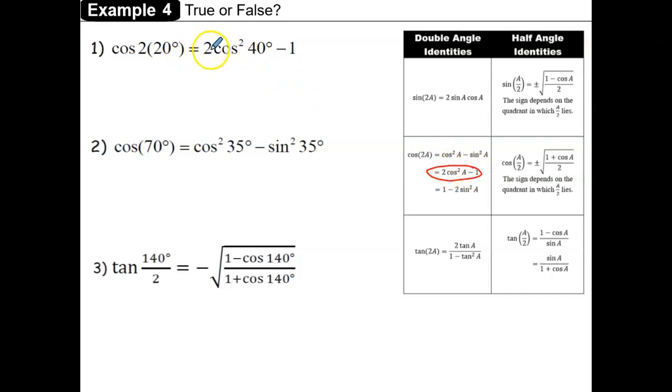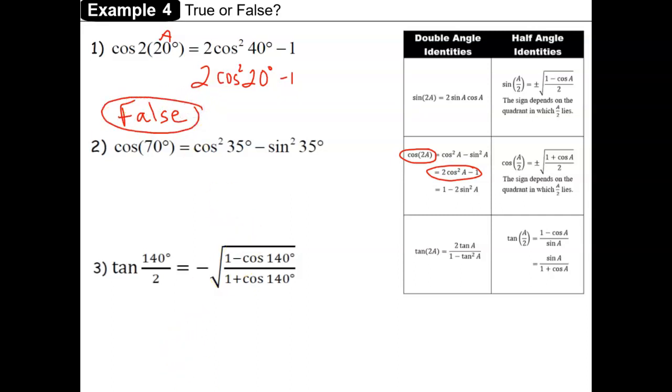We've got 2 cosine squared of 40 degrees minus 1, but the angle A is, notice in the front part of the identity, cosine of 2A, that's cosine of 2 times 20. So the A here is 20, which means that 40 degrees should be 20 degrees. So 2 cosine squared of 20 degrees minus 1 would be the correct version of this identity, making number 1 false.